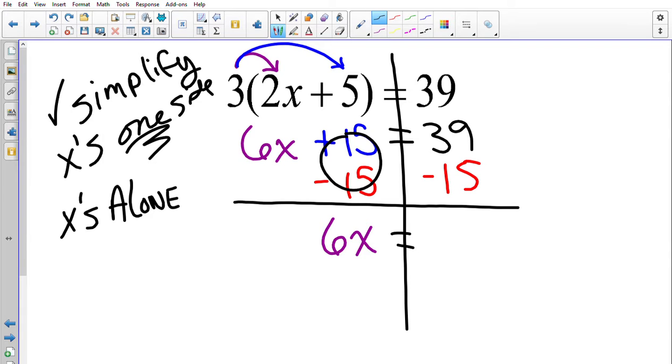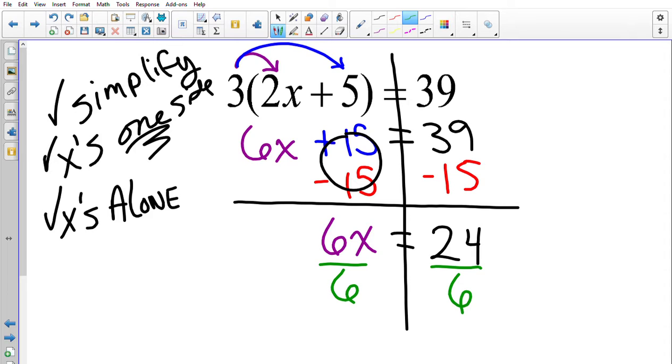Equals on the other side, they're opposites. So when they're opposites, make sure we subtract accordingly. 39 minus 15 gives you 24. So 6x equals 24. I now have my x's alone and on one side. Notice you still have your 6 x's. Your last step then is to get 1x. You're going to divide both sides by 6. So we divide the left by 6. We divide the right by 6.